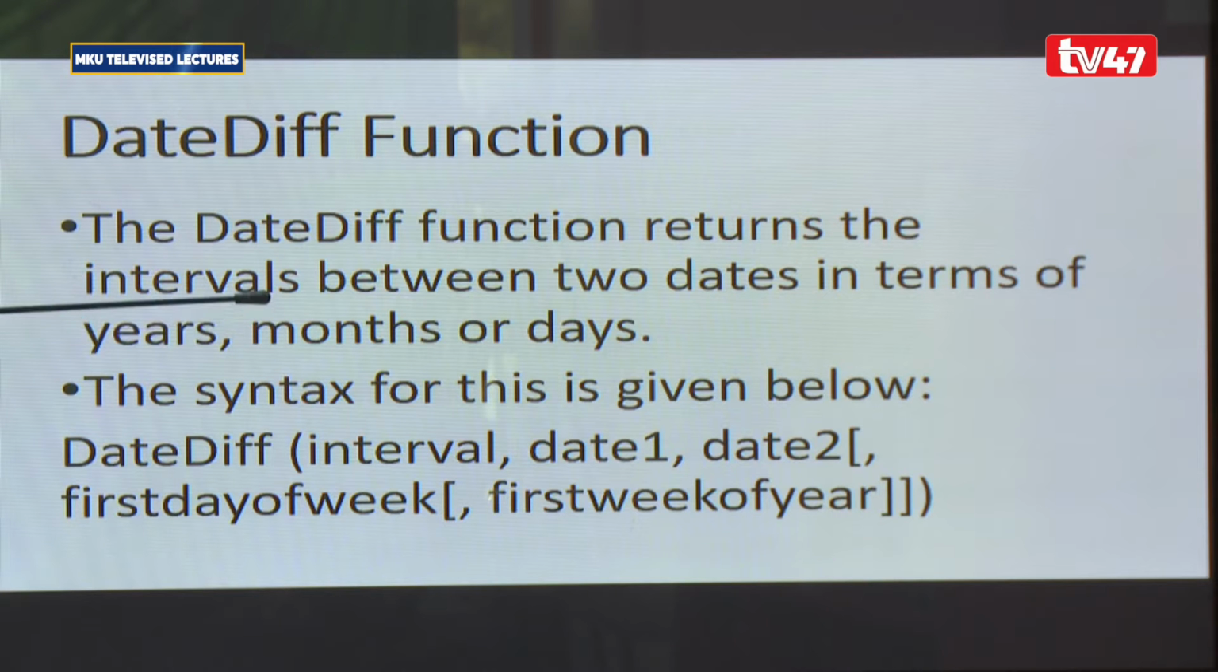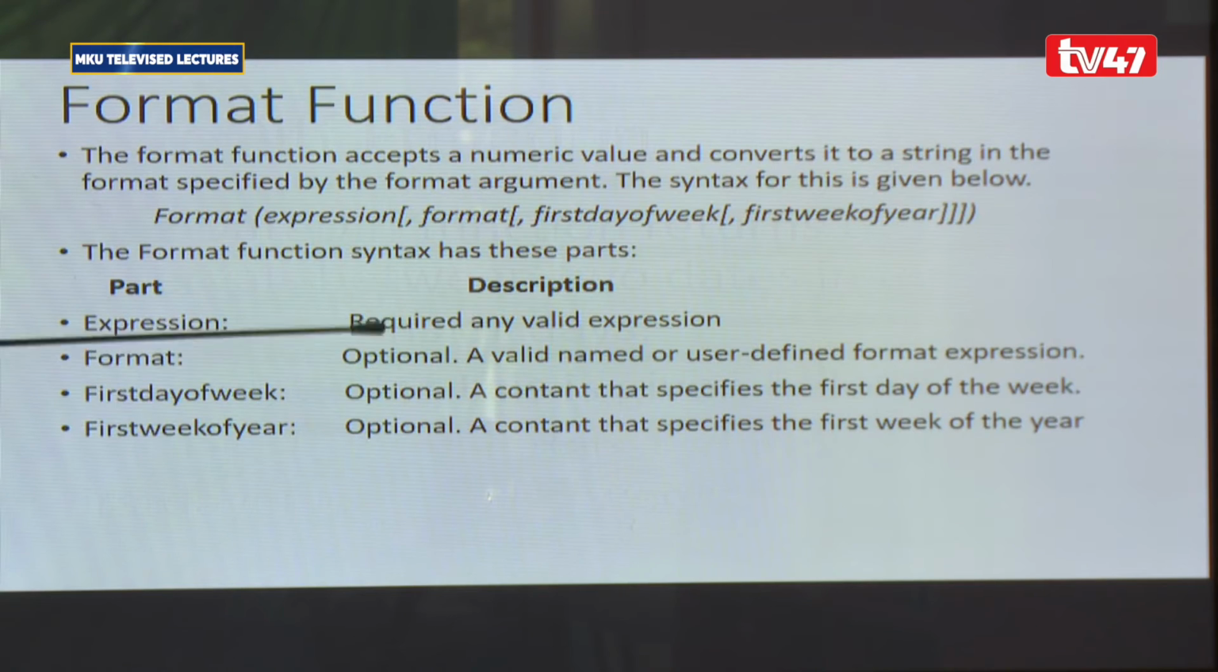So we have the other function called the date difference function. So the DateDiff function returns the interval between two dates in terms of years, months, or days. So you may have two different dates in your applications and you want to return the interval. So the syntax that we'll be using is we have DateDiff for the difference. We have interval and then date 1, date 2, because we are returning the interval between two dates. And then you have the first day of week and the first week of year. So we'll be coming back to that in our next lessons.